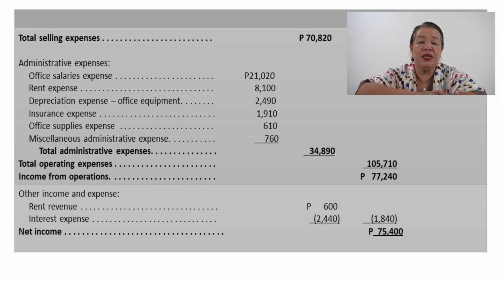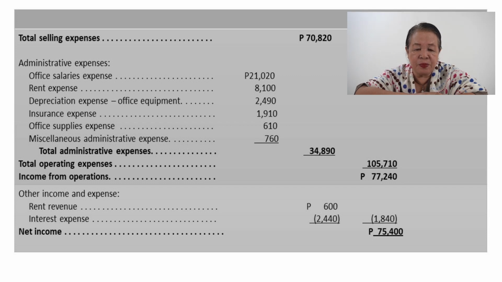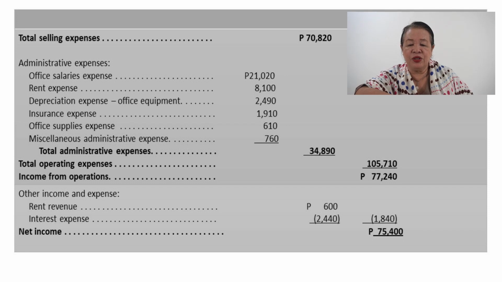Let's go to administrative expenses, no? So, we have office supplies, 21,020. We have rent expense, 8,100. Depreciation expense. Office equipment, 2,490. Insurance expense, 1,910. Office supplies expense, 610. And miscellaneous administrative expense, 760. So, total administrative expenses, 34,890. No? So, our total operating expenses is 105,710.